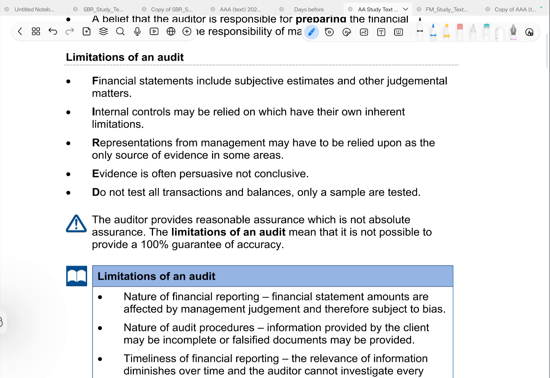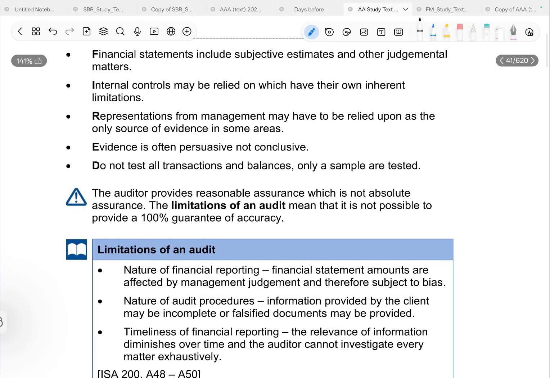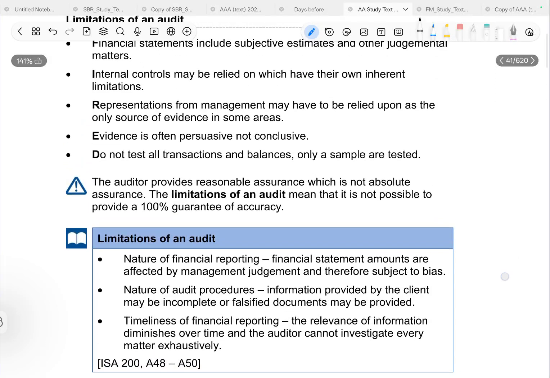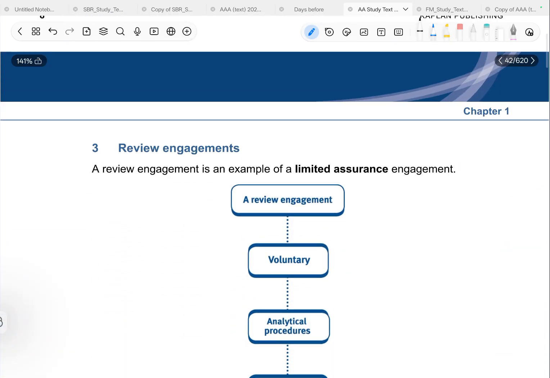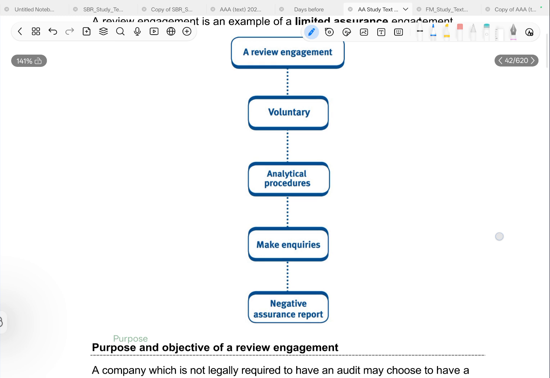As we discussed earlier, auditors do not test all transactions. Testing everything would take years and cost a fortune. So auditors usually use sampling techniques to make the audit practical and efficient. And financial information needs to be reported quickly. If auditors spend months or years investigating every detail, the information would become irrelevant. So an audit must be performed within a reasonable time frame. So let's move on to review engagements.